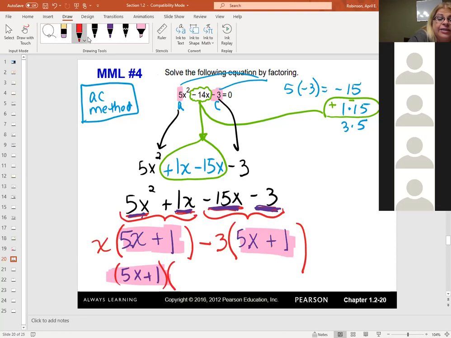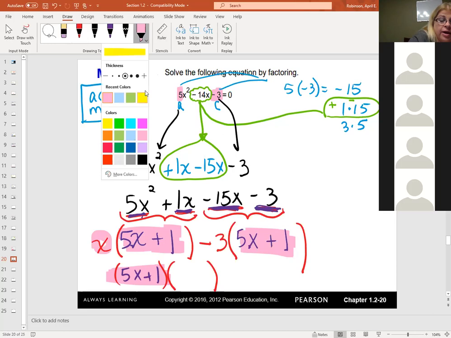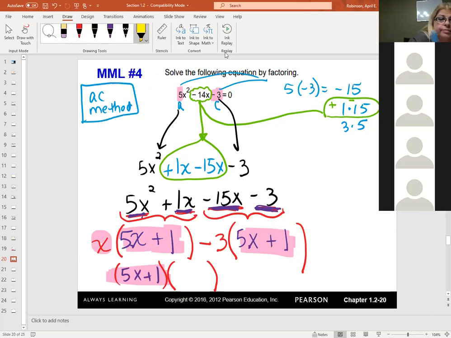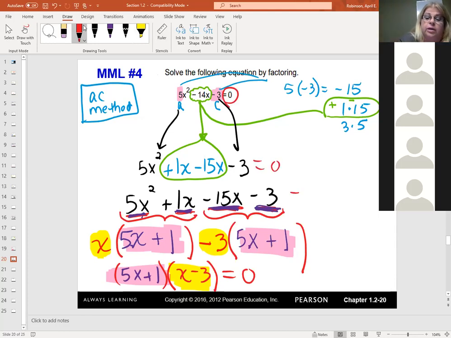Your second factor is going to be made up of the x and the minus 3. Those two basically are going to hook up and become your second factor. And this is still set equal to 0. Right here, it was set equal to 0. It's still set equal to 0. I was just being a lazy teacher and not copying that down. And now it's factored. Did that make any sense whatsoever? Yep. Cool.